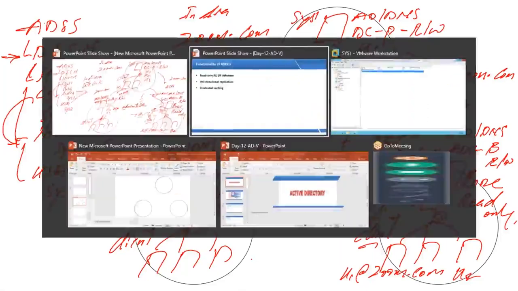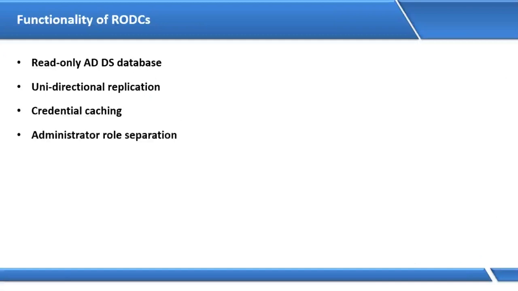So that's why the last feature is called administrator role is what here? Separation. Because the admin is not going there. Who is going? The user is managing, configuring. So the admin is giving their rights to the user. So that is called what here? Administrator role is what here? Separation. So please write down these 4 points.